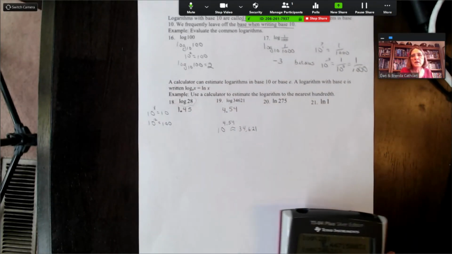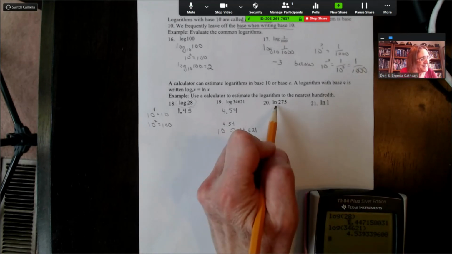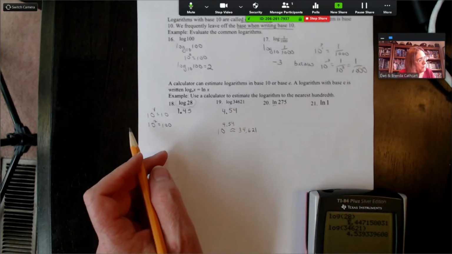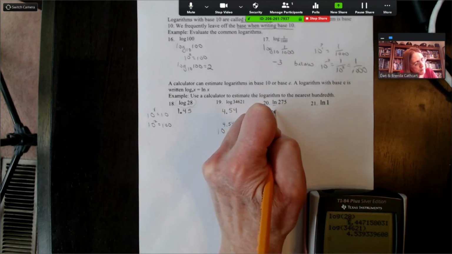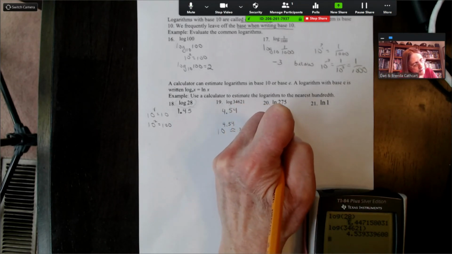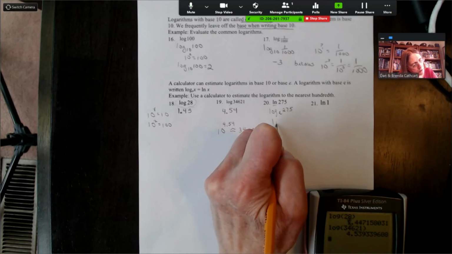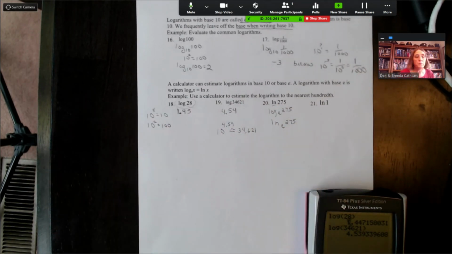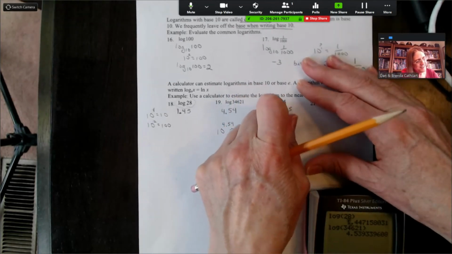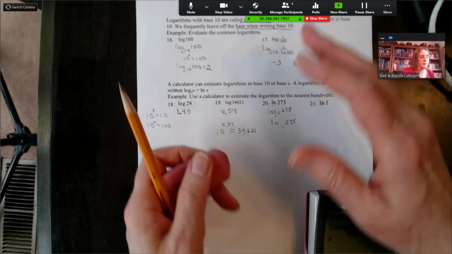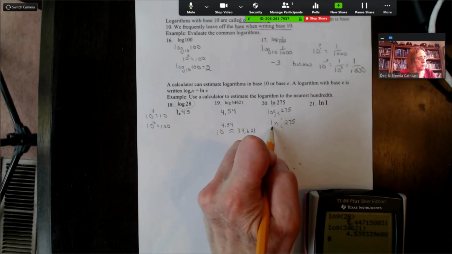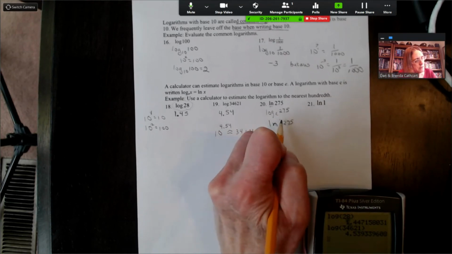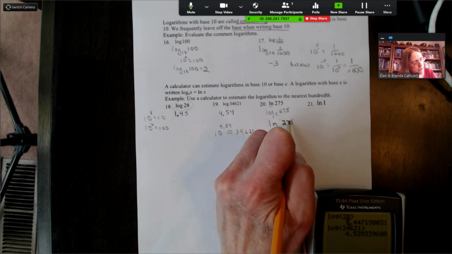Okay, our next one here looks a little bit different. It has the letters ln. This is also a logarithm, but this is logarithm base e. We write it using ln because we learned that our base e is our natural base. So n is natural, so this symbol means log natural base of 275.